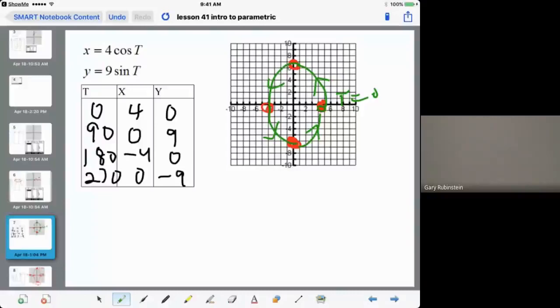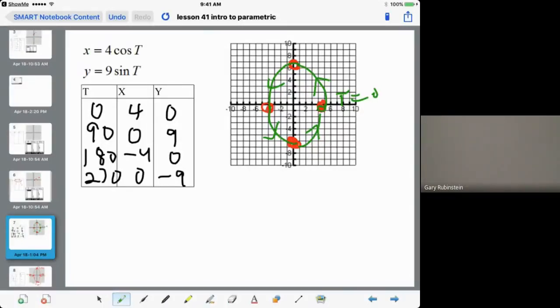If you switch the cosine into a sine, it would make it counterclockwise. And that is something we're going to be doing eventually. Like, what equation would cause not just the ellipse to draw, but what would cause the ellipse to become counterclockwise instead of clockwise?